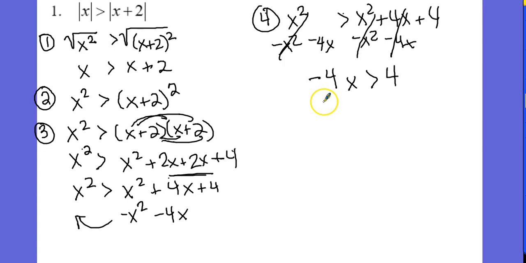Starting to feel pretty good about this. When we divide by negative, of course, we remember to reverse our inequality, and x is less than negative 1, which was our prediction, if you remember.